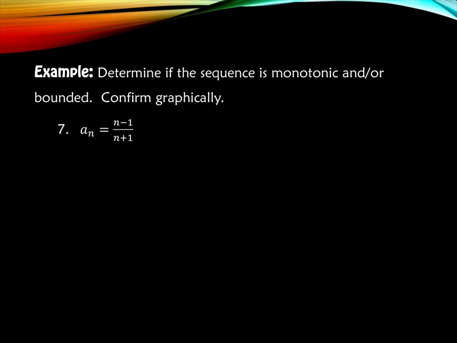And so we're going to determine first if it is monotonic. Okay. So what I'd like for us to first do is to write down what a sub n plus 1 would be. Determining if something is monotonic is determining what happens in the next term, and the next term, and the next term. So we're just going to write down a general next term. If our first term is a sub n, the next one's a sub n plus 1. So we have n plus 1, minus 1, over n plus 1, plus 1.